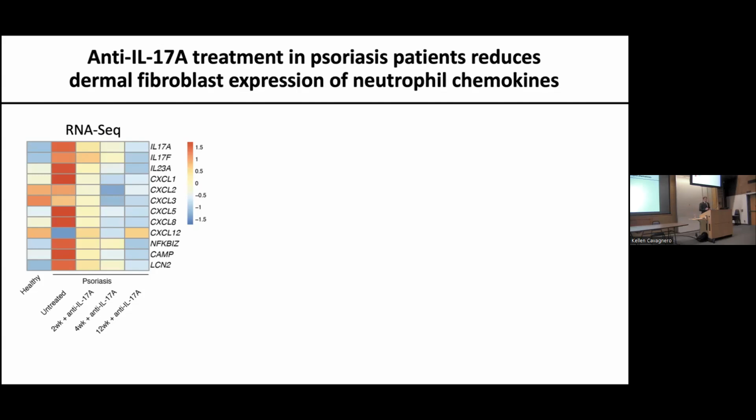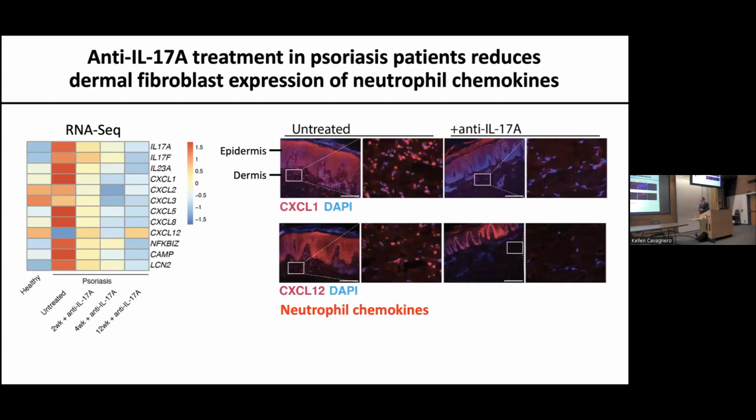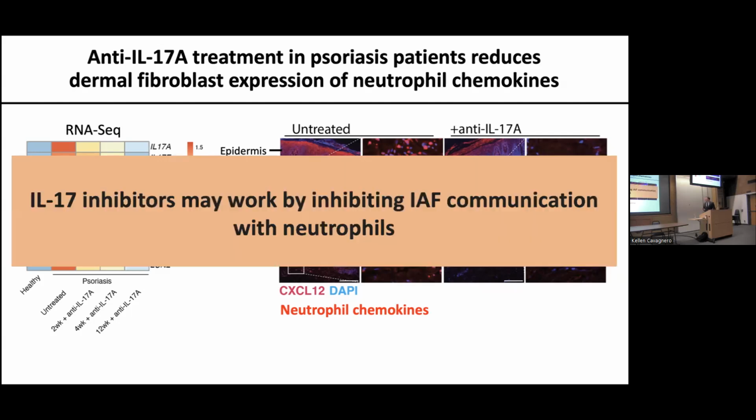So the next thing we did was recruit more patients, take lesional biopsies from these patients, and perform immunostaining. And here we can see neutrophil chemokines labeled in red. I'm highlighting here in the dermis the spindle-shaped fibroblast that's highly expressing neutrophil chemokine in untreated patients. But when these patients take IL-17 inhibitors, that expression is lost. And notably, the expression is still retained in the epidermis and keratinocytes following blockade. So somewhat specific here. These results suggest that IL-17 inhibitors may work in psoriasis by inhibiting immune-acting fibroblast communication with neutrophils.